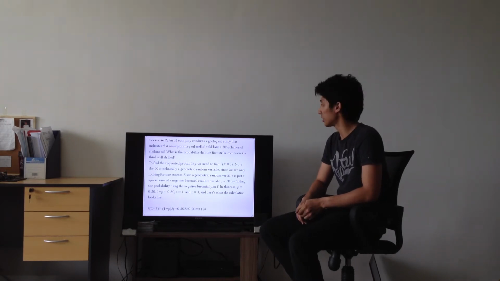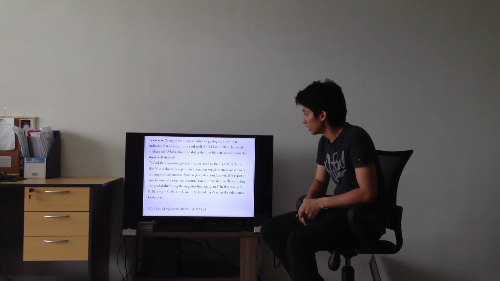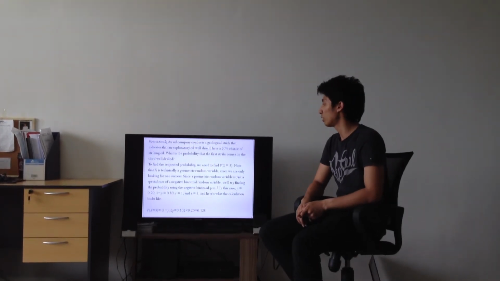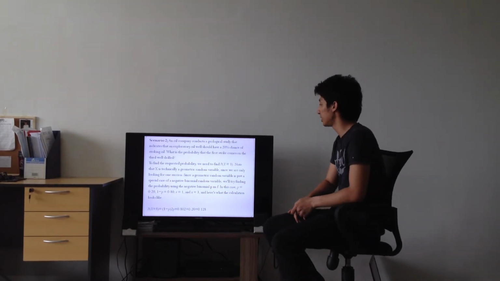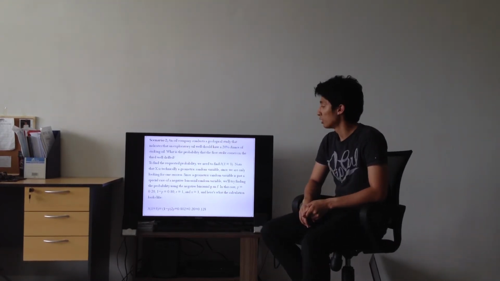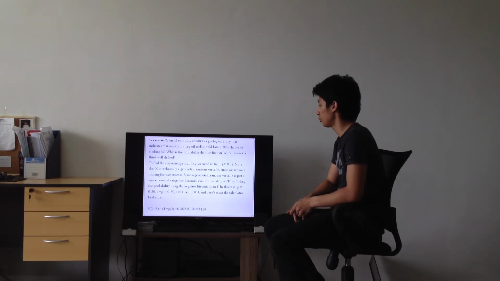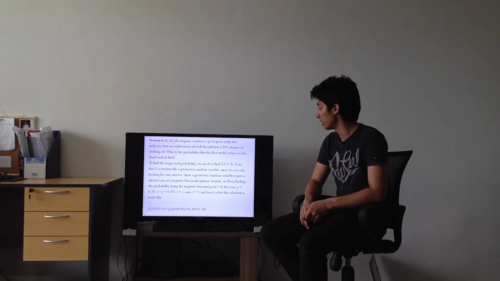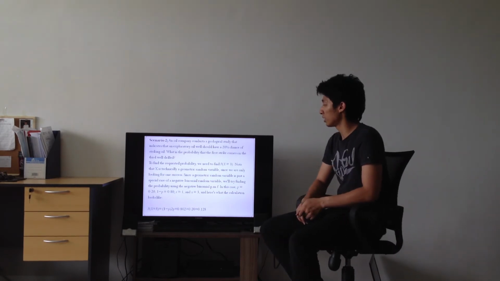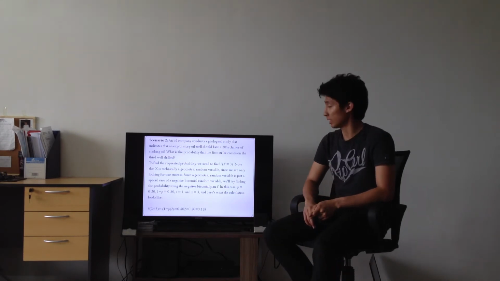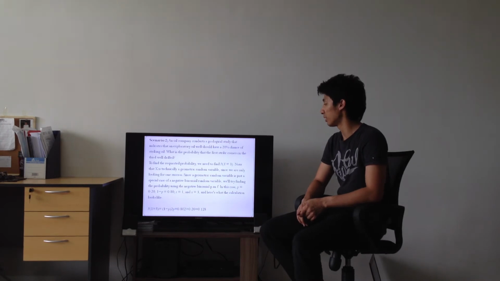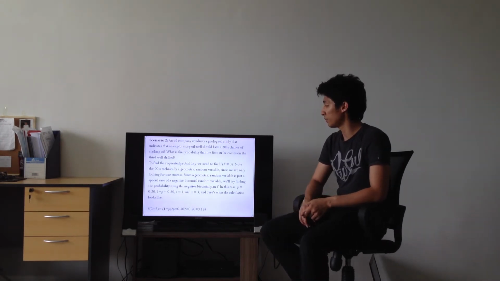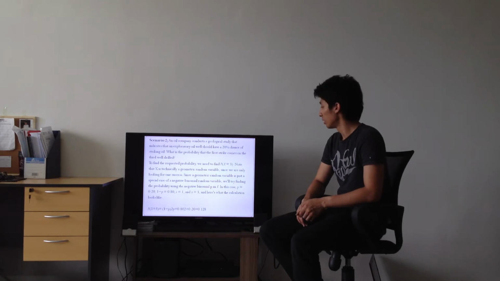An oil company conducts a geological study that indicates that an exploratory oil well should have a 20% chance of striking oil. What is the probability that the first strike comes on the third well drilled? To find the requested probability, we need to find the probability of x equal to 3. Note that x is technically a geometric random variable. Since we are only looking for one success, and a geometric random variable is just a special case of a negative binomial random variable, we will find the probability using the negative binomial PMF.